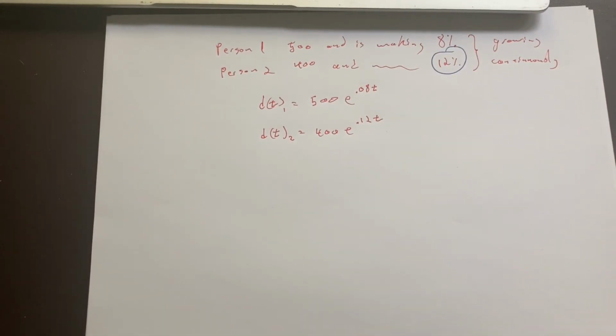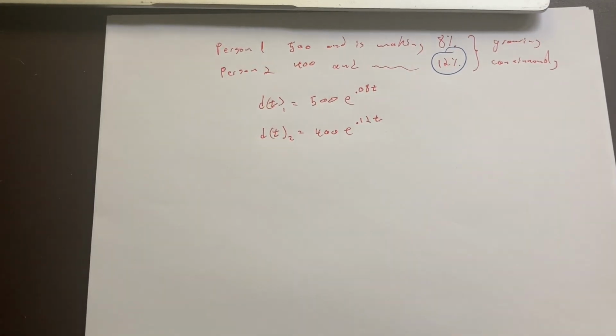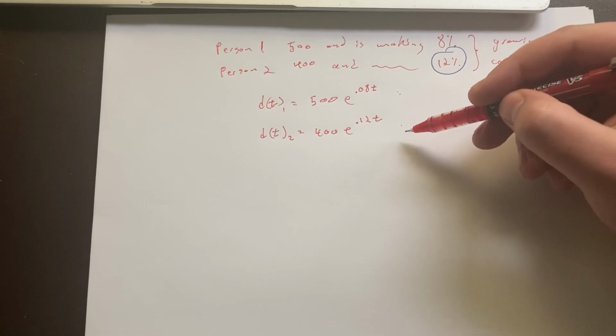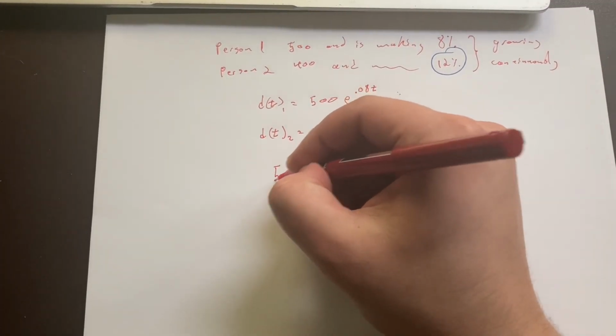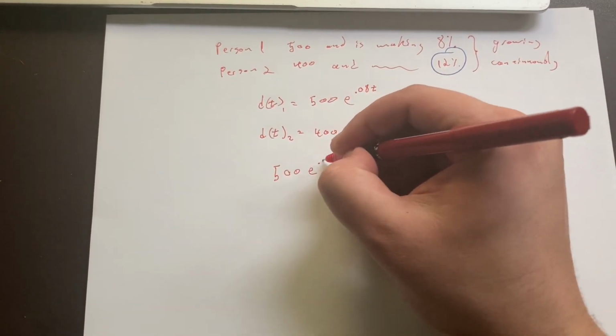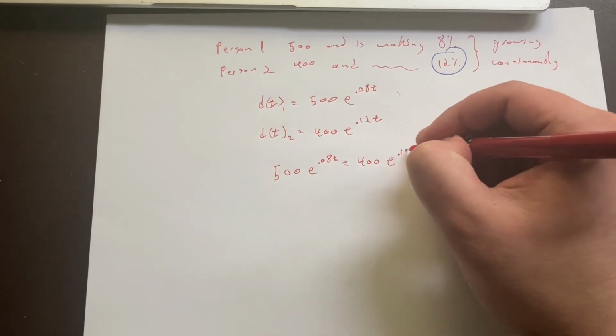And this should feel a lot like Algebra 1 now, just this one next 30-second bit. We want to know when the output is equal, right? The question is, when will these two people, person one, person two, have the same amount of money? So these two functions give the amount of money for persons 1 and 2, respectively, after t years. Now, all we want to do is set those equal to each other. 500 e to the 0.08 t equals 400 e to the 0.12 t.